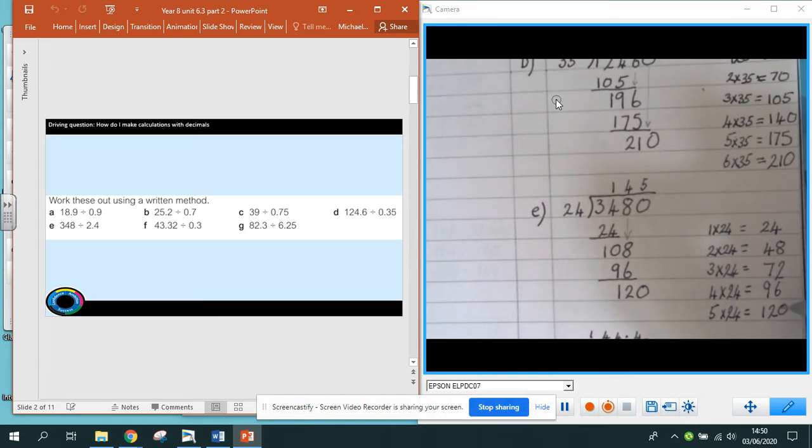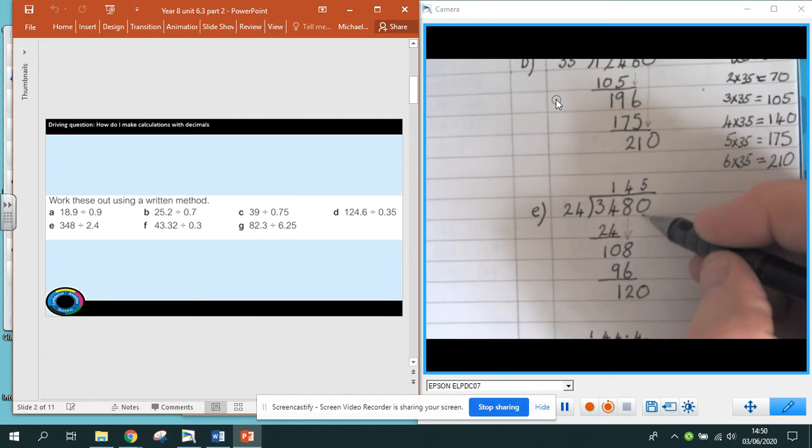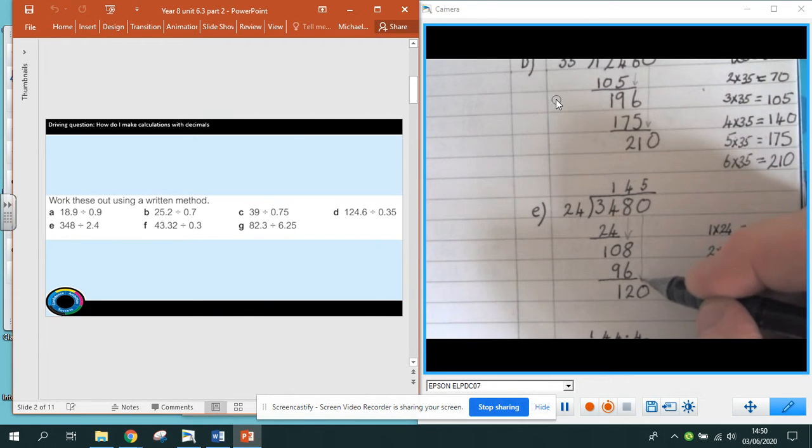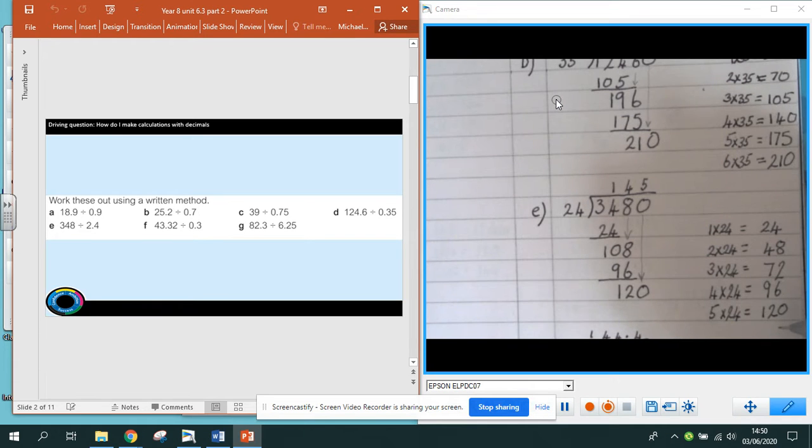Did a little calculation. Found out that 5 24s is 120. So I needed 4. There's the 4 there. There's the 96 there. Took them away. I got 12. Brought down the 0, turned that 12 into 120. I'd already worked out that 5 24s were 120. So I used it here and got my answer of 145.